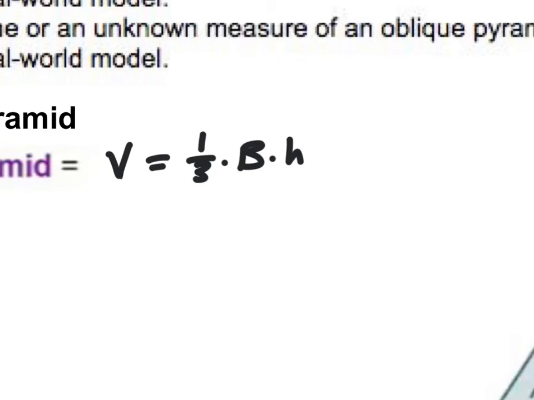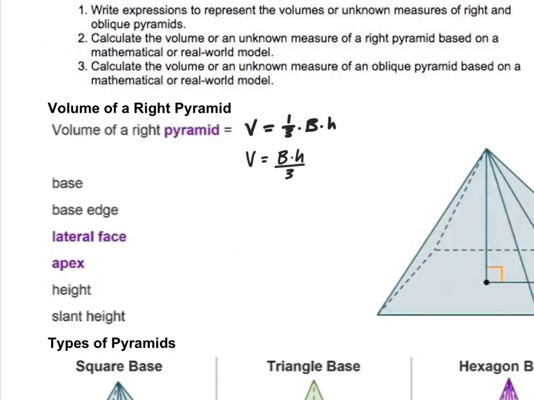Now we could also do this. We could also say volume is equal to the area of the base times the height, all divided by 3. Either one works. It doesn't matter which one, just make sure you use either one.